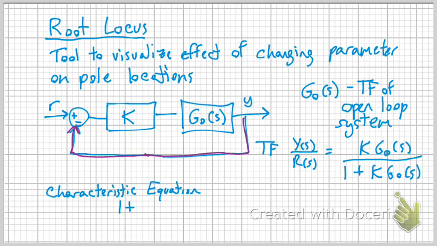We have our characteristic equation of 1 plus KG_o(s), and we set that equal to 0. So we set our denominator equal to 0, and the solutions of that are the poles of our function.